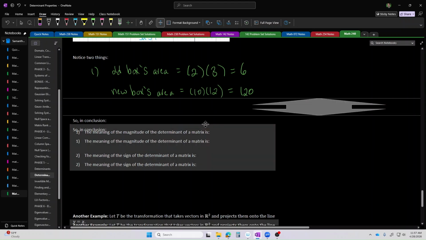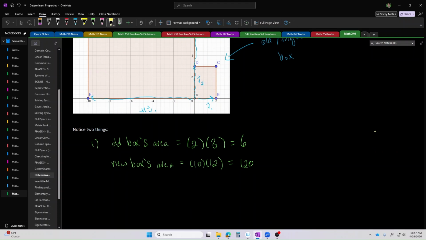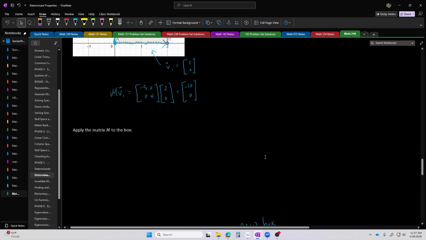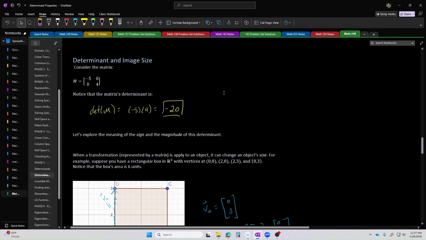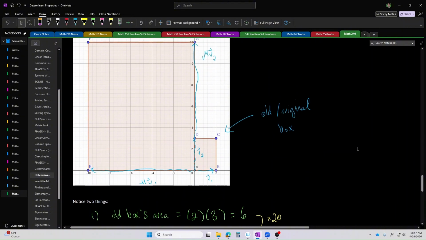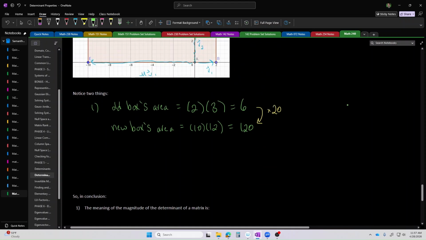And so the first thing that I would like to notice is that the area of the box has changed. Specifically, the area of the box has been multiplied by a factor of 20. By applying this matrix M to the original box, the area has been multiplied by a factor of 20. Isn't that interesting, given that the determinant of this matrix had a magnitude of 20? The other thing that I would like to notice about the new box as compared to the old box is that it's flipped. The new box is horizontally flipped compared to the original.